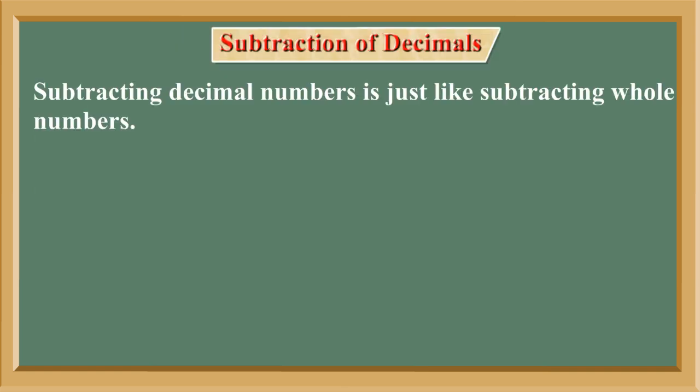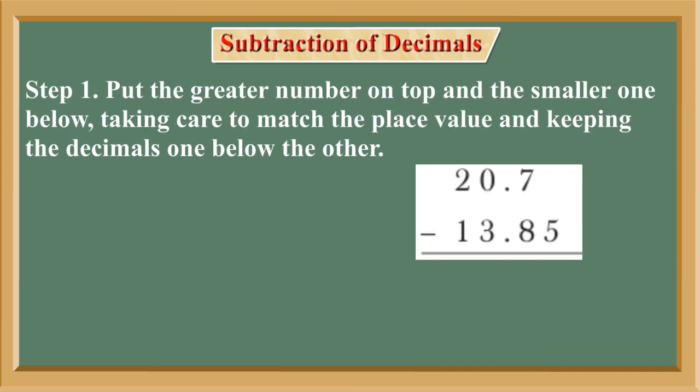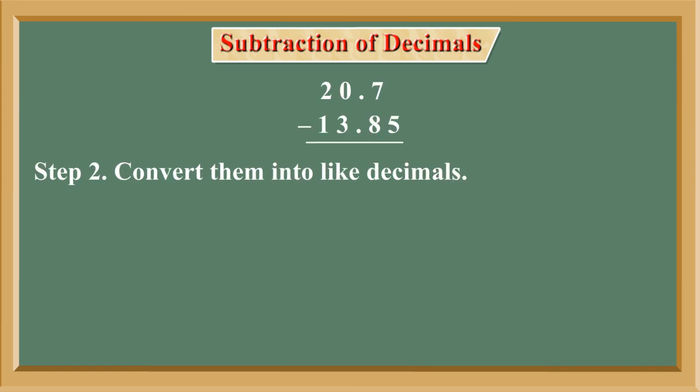Subtraction of decimals. Subtracting decimal numbers is just like subtracting whole numbers. To subtract one decimal number from the other, we follow the steps given below. Let us subtract 13.85 from 20.7. Step 1. Put the greater number on top and the smaller one below, taking care to match the place value and keeping the decimals one below the other. 20.7 minus 13.85. Step 2. Convert them into like decimals.